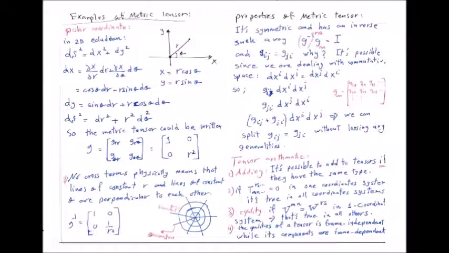In this case, dx will be written as cosine theta dr minus r sine theta d theta, and dy will be written as sine theta dr plus r cosine theta d theta. Then ds square will be dx square plus dy square, and some terms vanish, and for the other terms I can use the trigonometric relationship, cosine square plus sine square equals 1. Then I can rewrite ds square in polar coordinates as dr square plus r square d theta square.